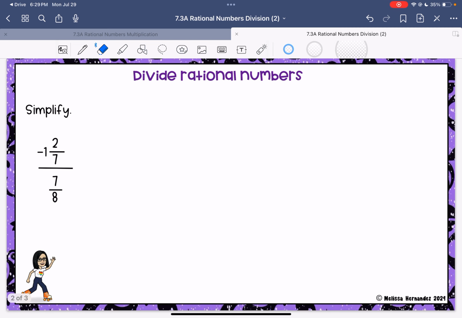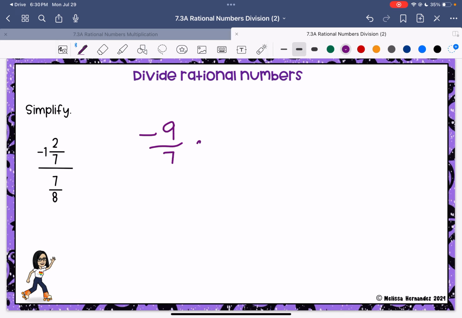It says simplify negative 1 2/7 divided by 7/8. We divide rational numbers, but really the way you do it is you multiply by the reciprocal. But before you do anything, you have to convert to improper fractions. So negative 1 2/7 actually becomes negative 9/7.